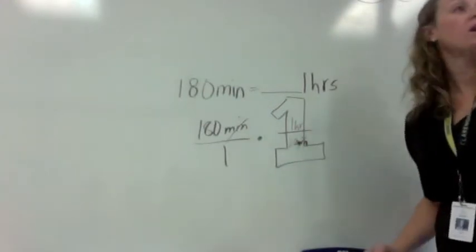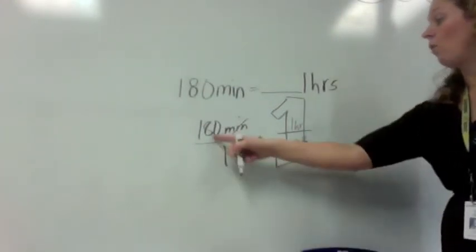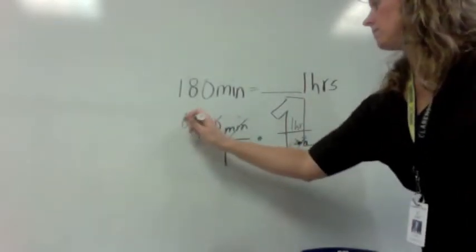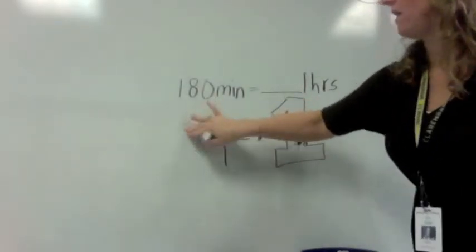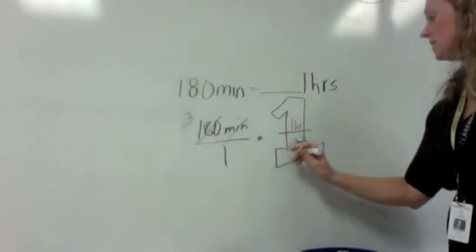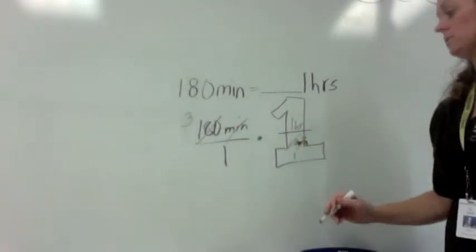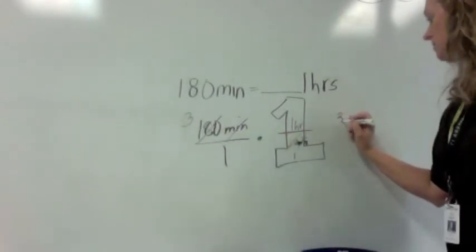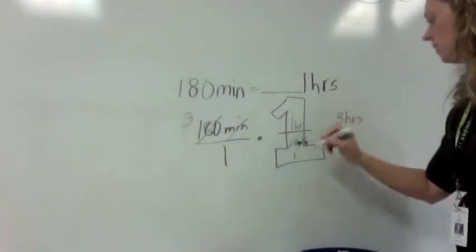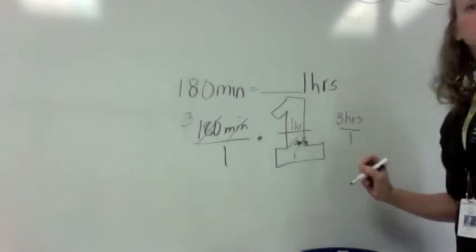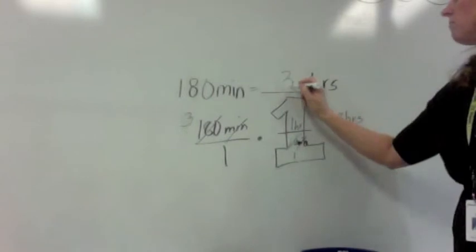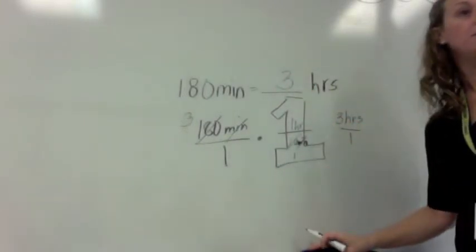And I also use what I know about multiplying fractions. So 180 and 60 both can be divided by 60. 180 divided by 60 is 3, and 60 divided by 60 is 1. So then I multiply. 3 times 1 hour is 3 hours. Okay? 1 times 1 is 1. So I know that 180 minutes is 3 hours.